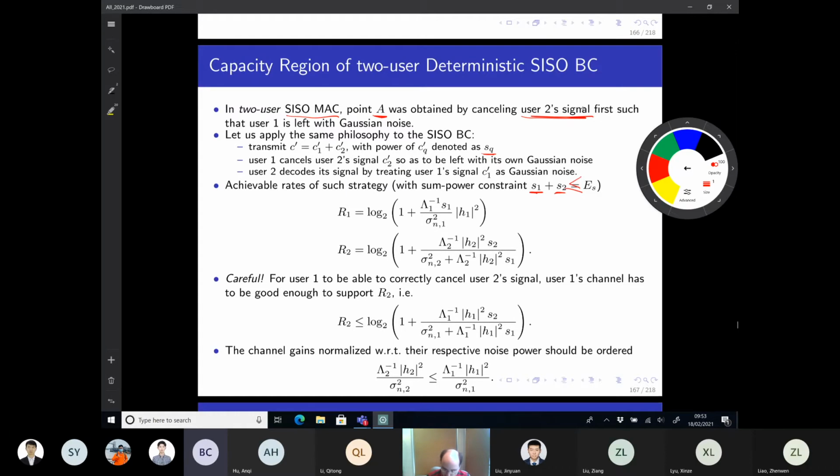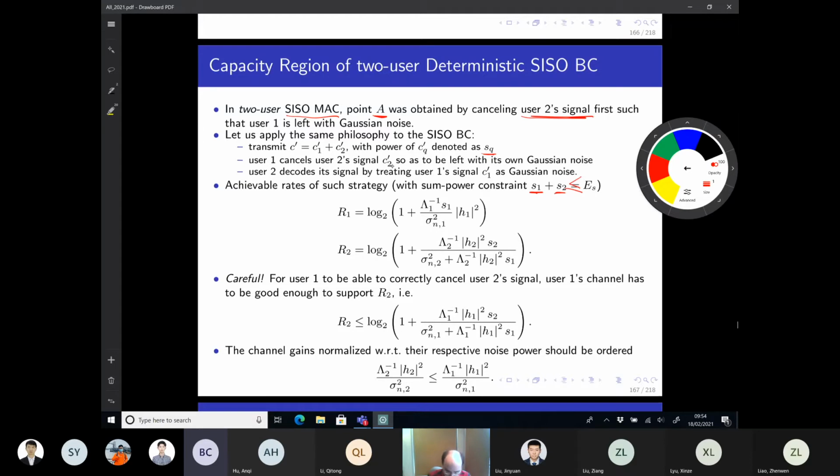So user 2's signal is canceled first. So what I will do now, I will say that user 1 will cancel user 2's signal. Now the receivers are on the user side. So I don't have one receiver like I had in the uplink. Now I have two receivers because I have two users. The two users are the receivers, right? So if I have two receivers, then let me choose that user 1 cancels user 2's signal.